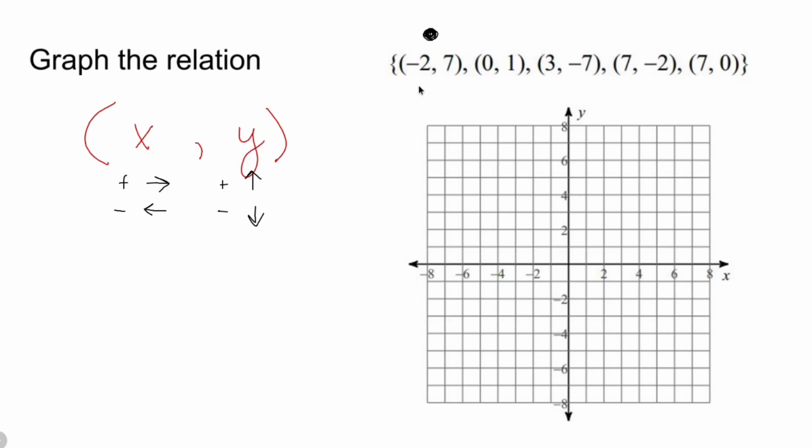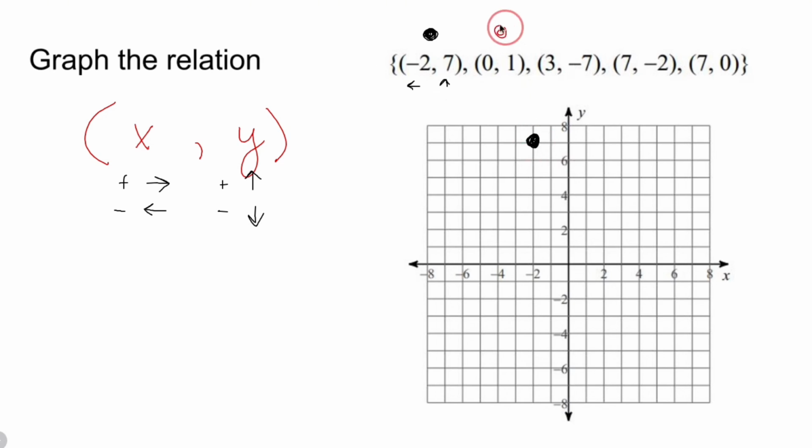-2, 7 means I'm going to go left 2 spaces, then up 7 spaces. So I start out at 0, 0, also known as my origin, and I'm going to go left 1, 2, and then up 1, 2, 3, 4, 5, 6, 7. I put a dot there, and that is my coordinate, -2, 7.